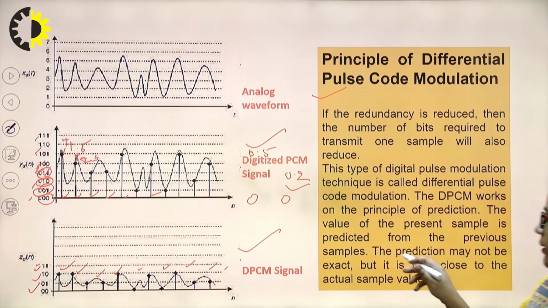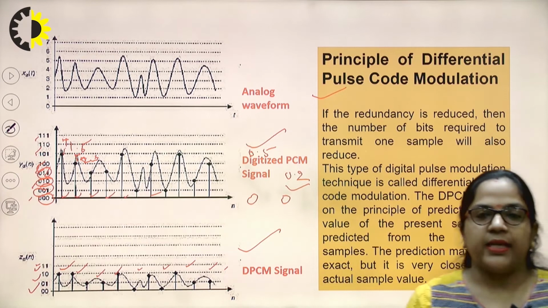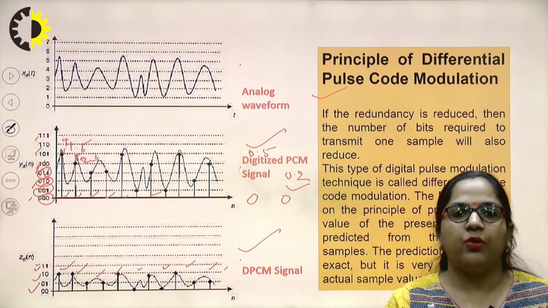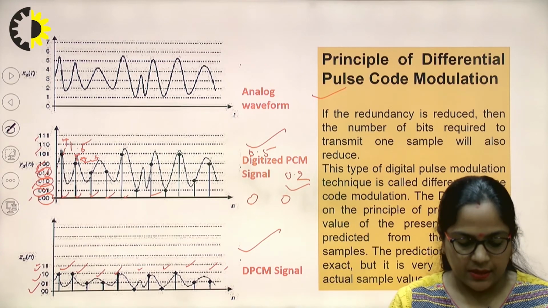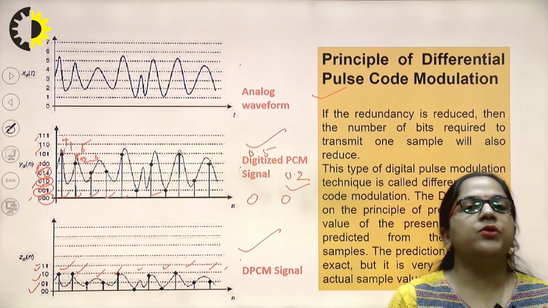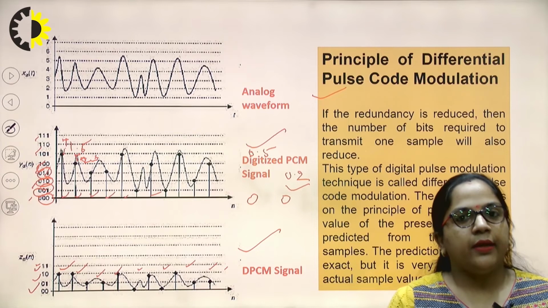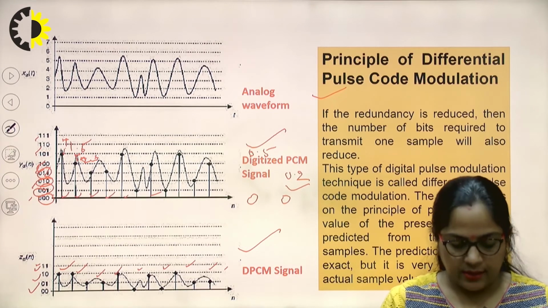Okay, the prediction may not be exact, but it will be very close to the actual sample value. So this is the basic principle with the help of which we can reduce the number of bits and reduce the bandwidth requirement for the transmission.